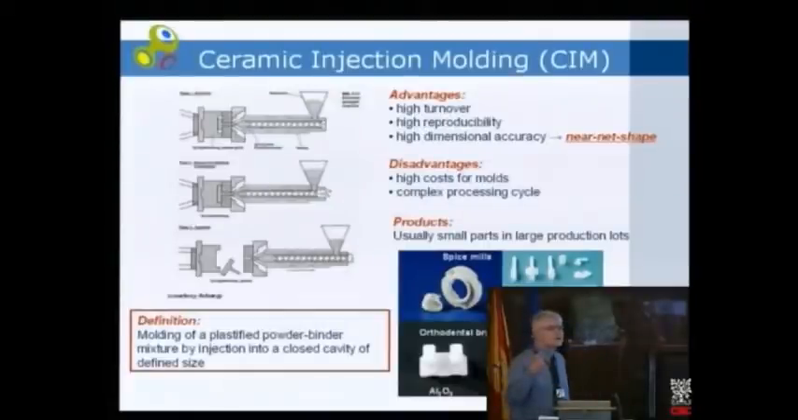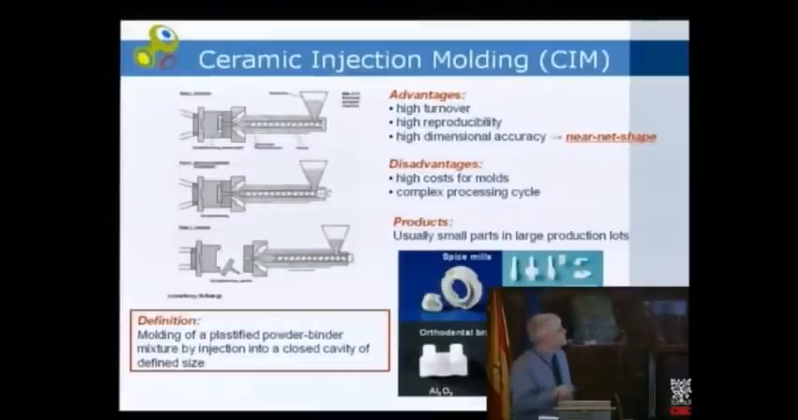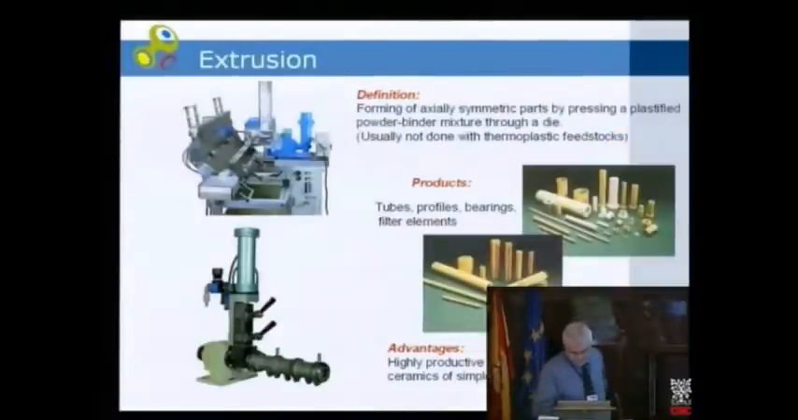We have a high reproducibility. We are injecting into a closed mold with a defined size and a defined surface quality, and so we can achieve a high dimensional accuracy, so this is a near net shape process. The disadvantages: such a mold can easily cost between 10,000 and maybe 100,000 euros, depending on its complexity, and the whole process cycle is relatively complex. The typical products are mass production parts, for example parts from spice mills, precision parts, and something we have been working on in the last 5 years outside of IPN, orthodontic brackets.